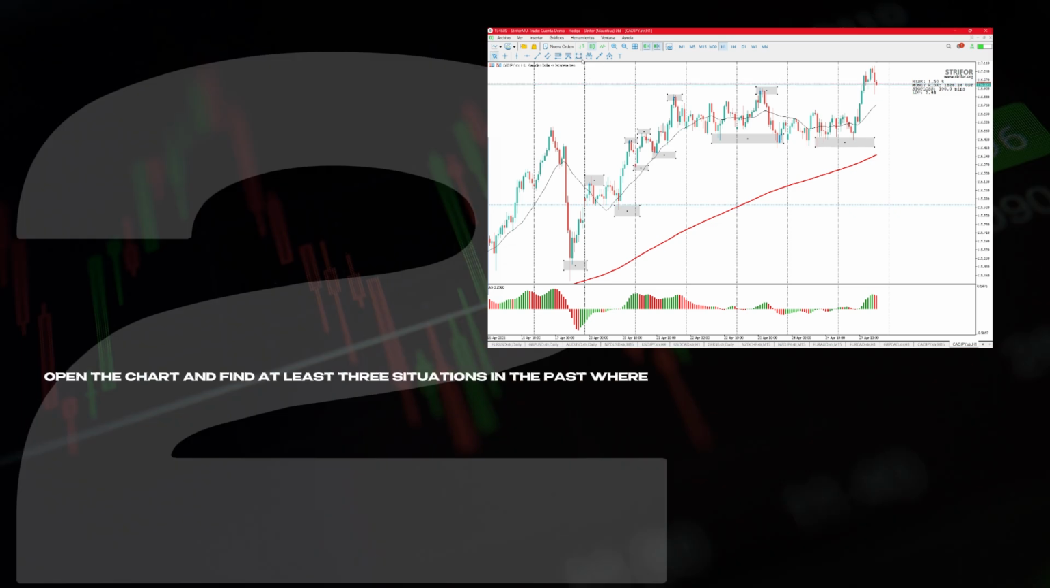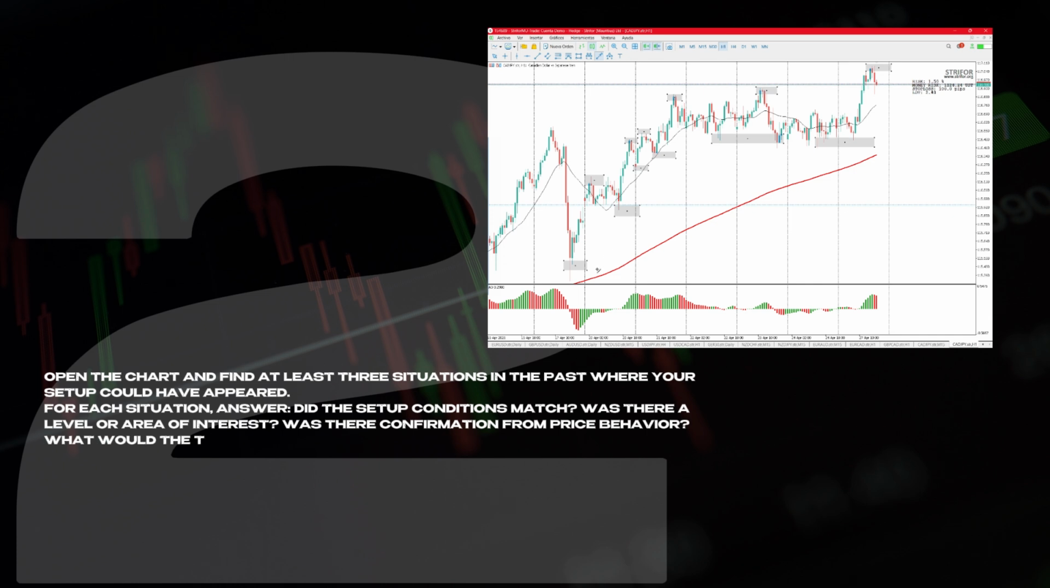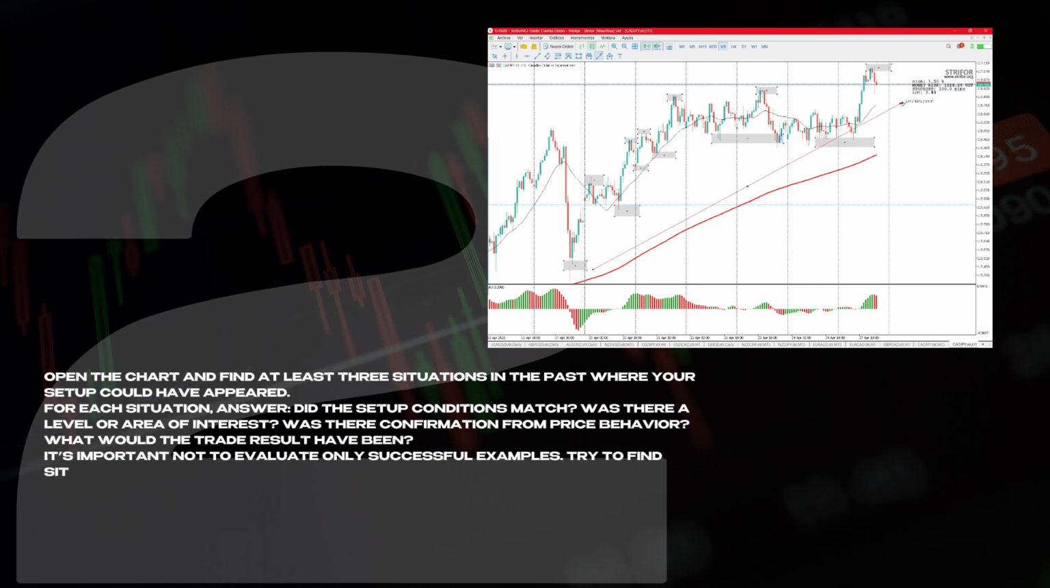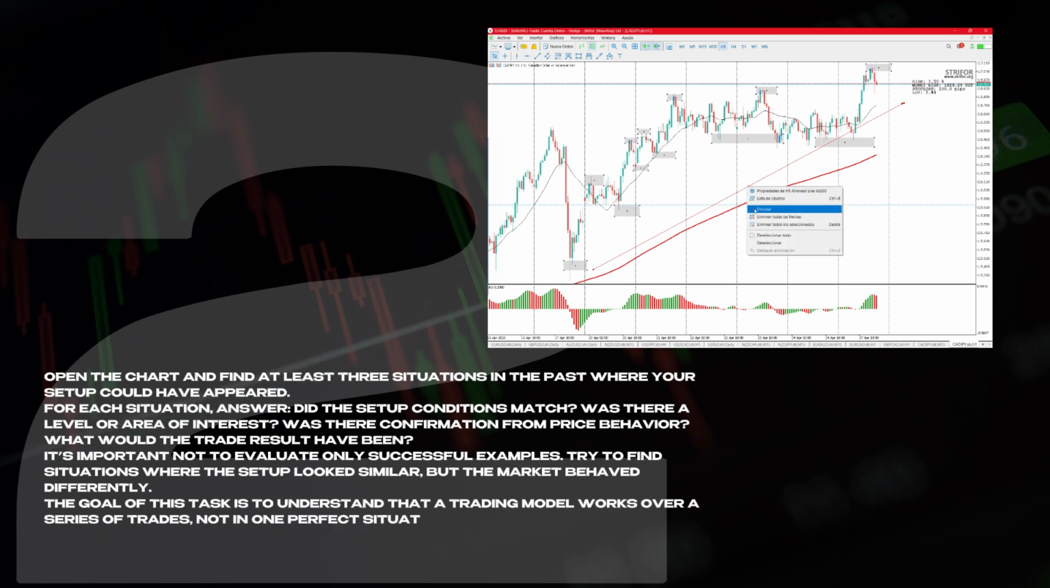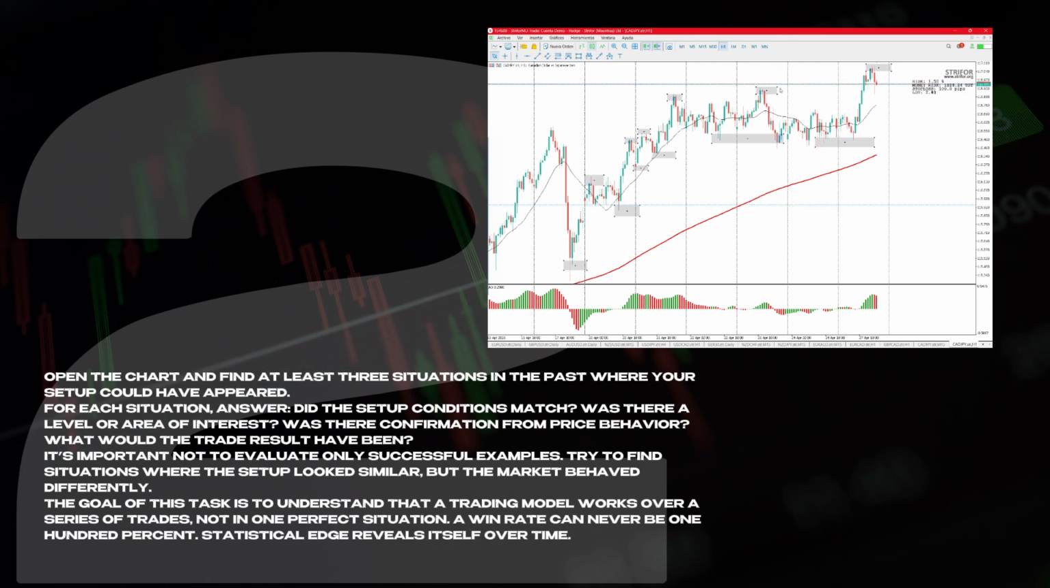Task 2. Test the setup on historical data. The second task is testing your setup on historical data. Open the chart and find at least 3 situations in the past where your setup could have appeared. For each situation, answer: Did the setup conditions match? Was there a level or area of interest? Was there confirmation from price behavior? What would the trade result have been?